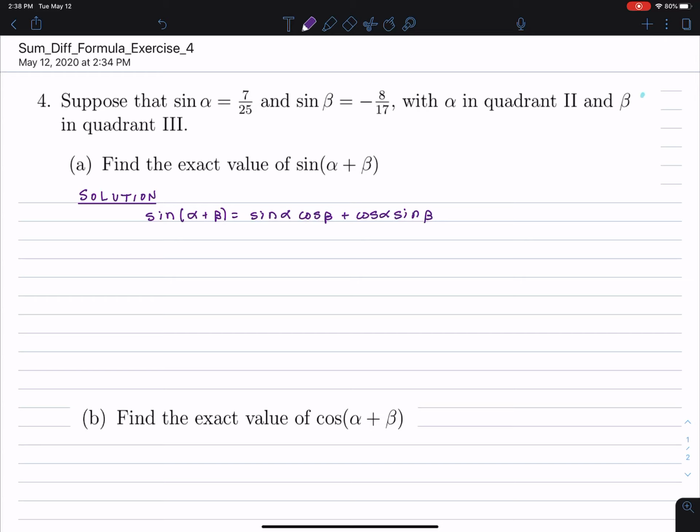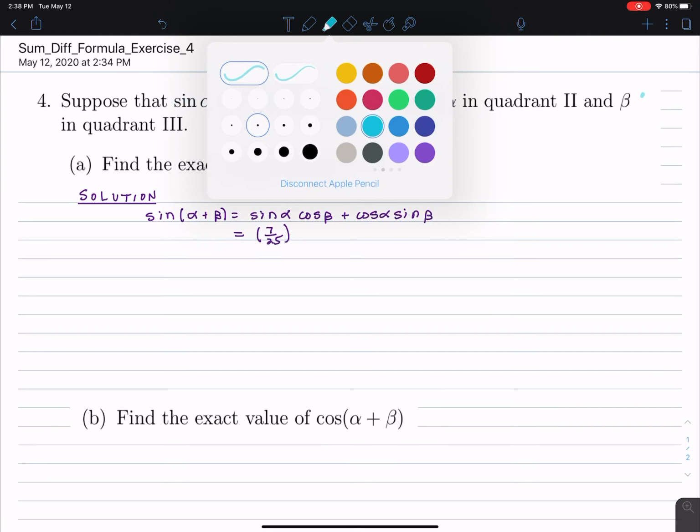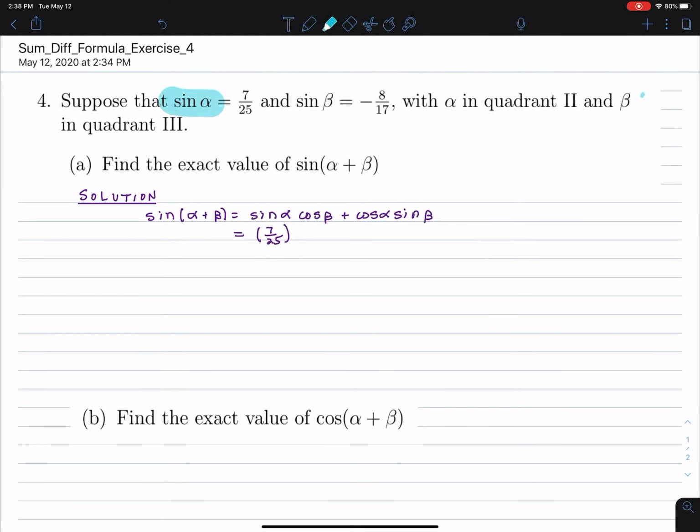All right, now some of these things are given to us, like sine alpha is 7 over 25. So that's easy enough. I just plug that in there and I'll be done with that. And I have sine of beta is also given. That's negative 8 over 17. But in order to continue, I need to find two things. I need to find cosine beta, and I need to find cosine alpha.